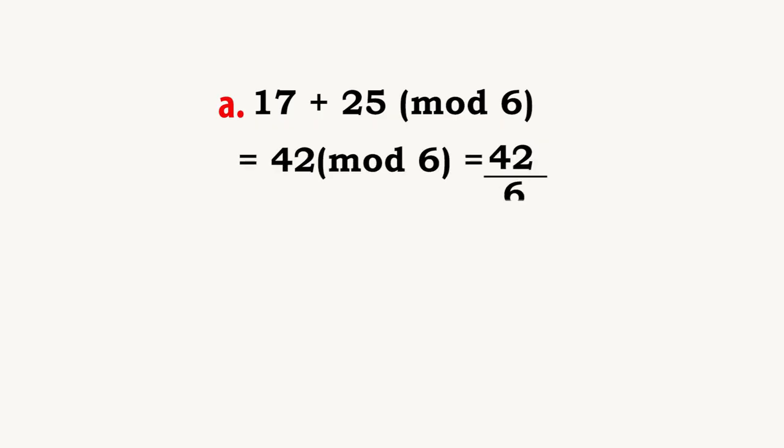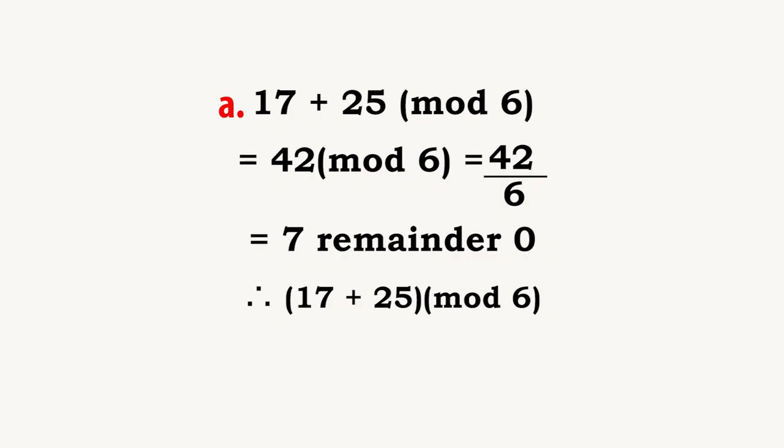So find the sum of the following numbers in the given moduli. Example A, 17 plus 25 mod 6. Now what we do is we add the two numbers to get an answer of 42, and then we change 42 to a smaller number in mod 6. So to change the 42, we will divide the 42 by 6. That gives us a remainder of 0. Therefore, 17 plus 25 mod 6 is equal to 0 mod 6.